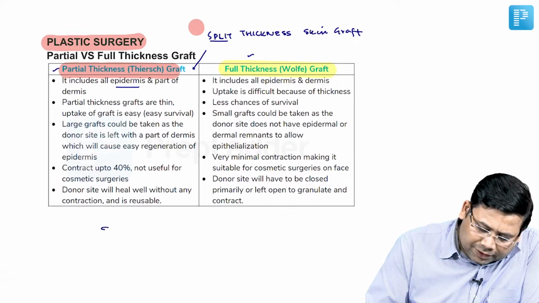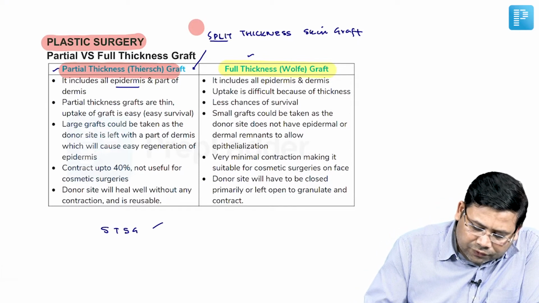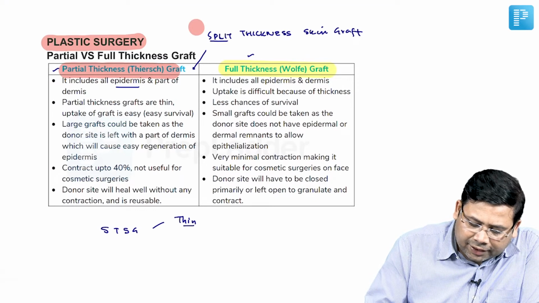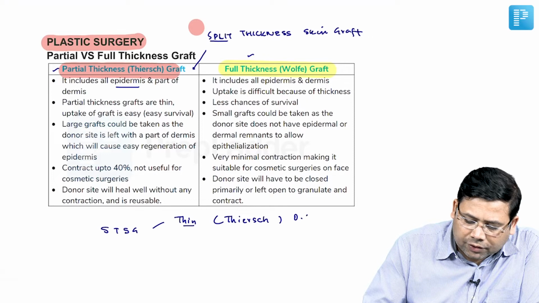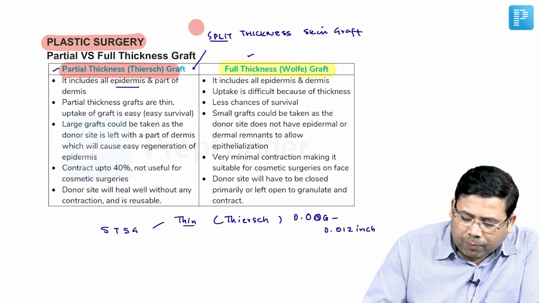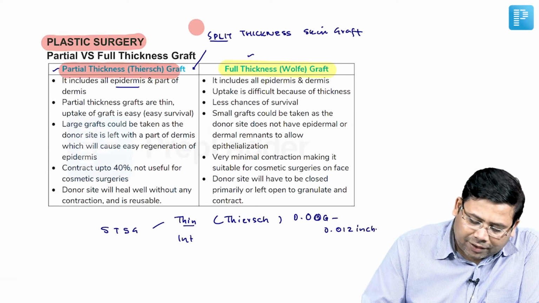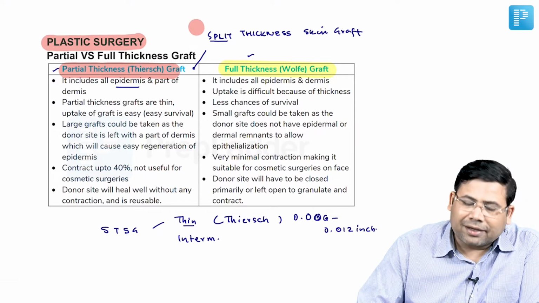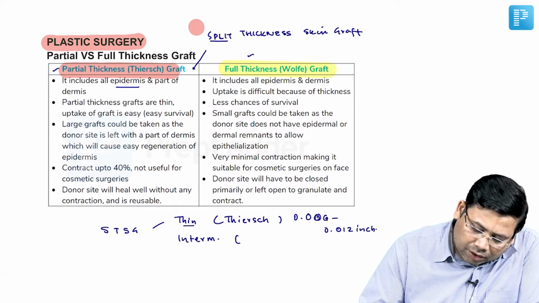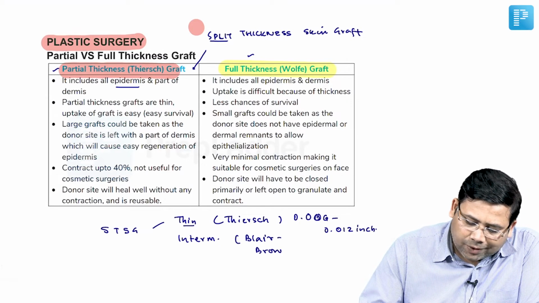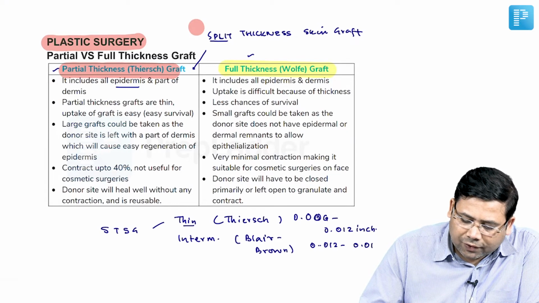Do you know that split thickness skin graft is of three types? One is the thin variety, which is also known as a Thiersch graft, and which is 0.006 to 0.012 inches. This is the most popular amongst them. Then we have intermediate thickness skin graft, which is also known as a Blair-Brown graft, and it is 0.012 to 0.018 inches.